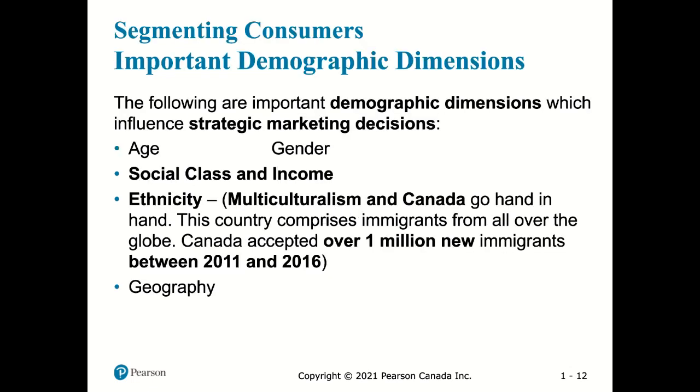Now, the important demographic dimensions. The following are the important demographic dimensions which influence strategic marketing decisions: age, gender, social class, and income. Ethnicity means multiculturalism, and Canada and multiculturalism go hand in hand. This country comprises immigrants from all over the world, with Canada accepting over 1 million new immigrants between 2011 and 2016.